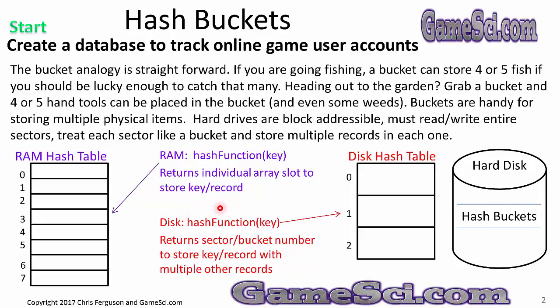On the disk drive, the hash function of a key will return the sector or bucket number to store the key or record with multiple other records. See how much fatter my slots of the hash table are? I'm not going to store 1 record in sector 1. I may store 4 records in sector 1, and I may store 4 records in sector 0, and I may store 4 records in sector 2. We've done the math on previous slides. You calculate how many records will fit into each disk sector, and you make sure that you write all the records into the same bucket or sector.